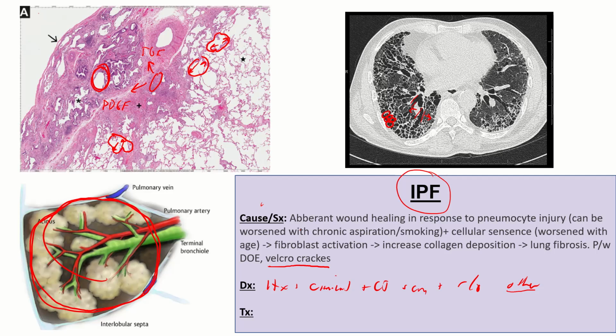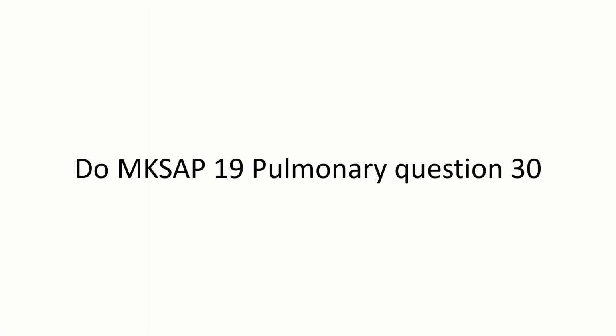All right, so that kind of gets into IPF, and remember that UIP is really this CT and histological findings, but can have a lot of different causes. When you rule out all those secondary causes that we went over, you can do that without a lung biopsy. So not always necessary. You can make the diagnosis of IPF, which is idiopathic pulmonary fibrosis. With that, do question 30.